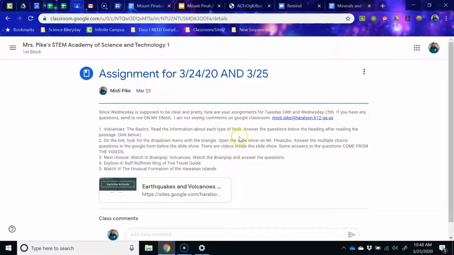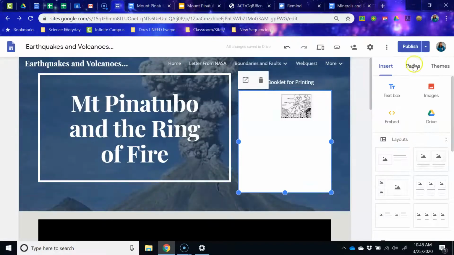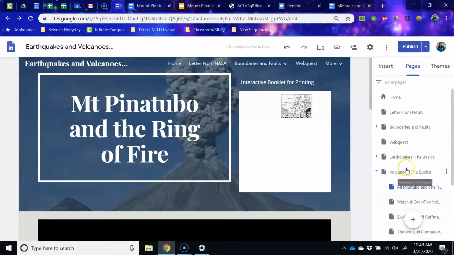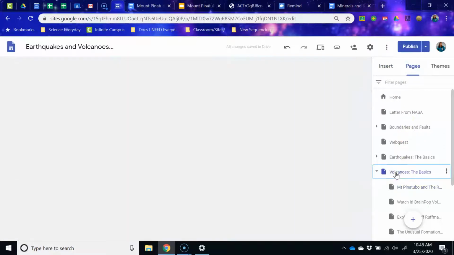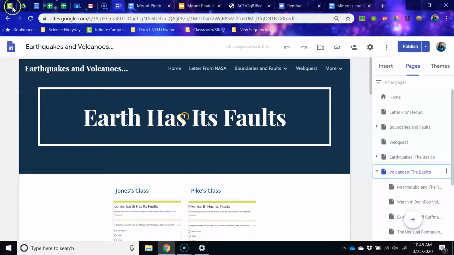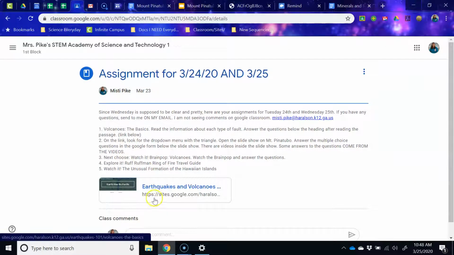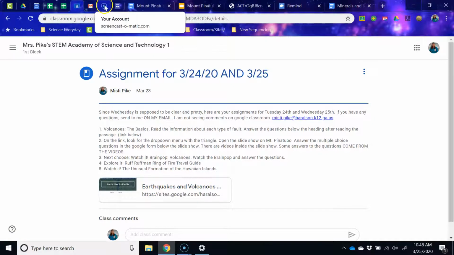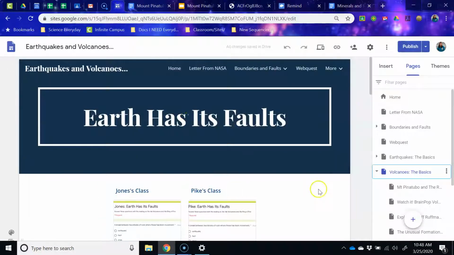Read the information about each type of fault. Answer the questions below the heading after reading the passage. So that should be very easy to find. Just click Volcanoes the Basics if you're completely lost. There was a link right here to get to it. But that's where that's at.